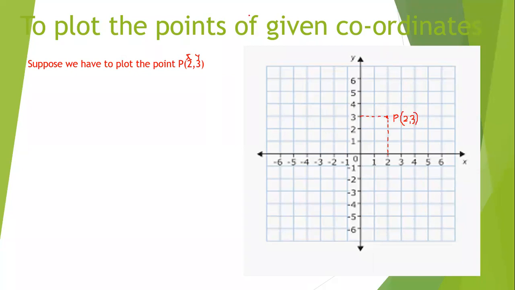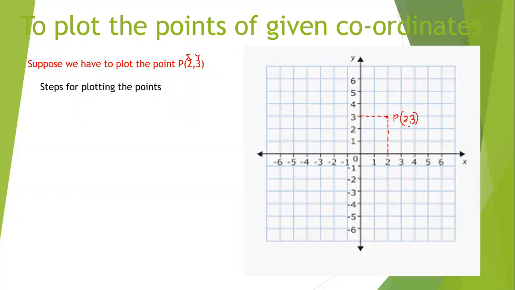Okay, so what I did, first I have located where is 2 on the x-axis, and from there I have started drawing one parallel line, and this line is parallel to the y-axis. And then from 3, where is this 3? This 3 is on the y-axis. From there I have started drawing a line which is parallel to the x-axis. You can see. And both these lines intersect each other over here. And this point is called point P. We have to write the name of the point as well as write the coordinates in the bracket.